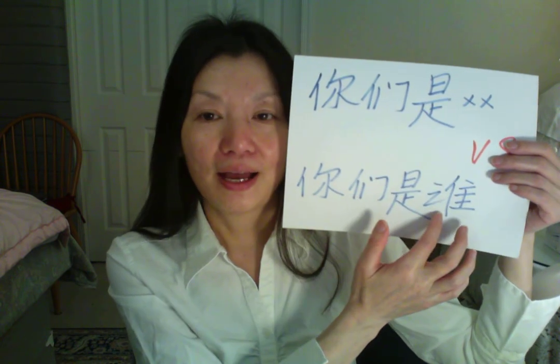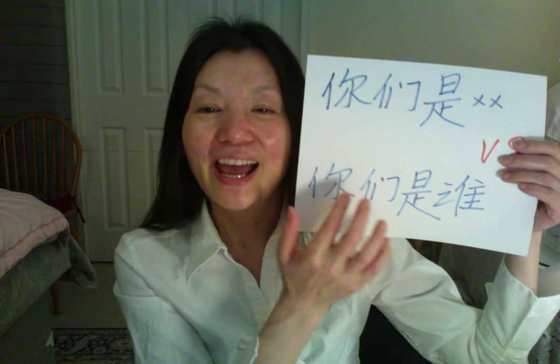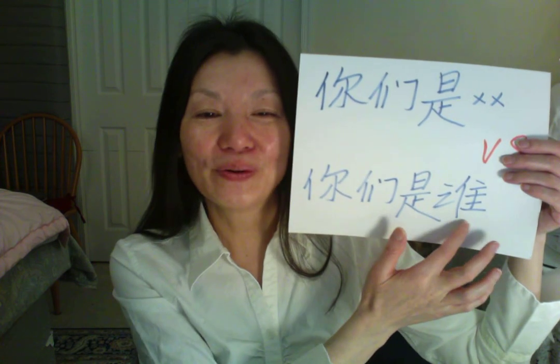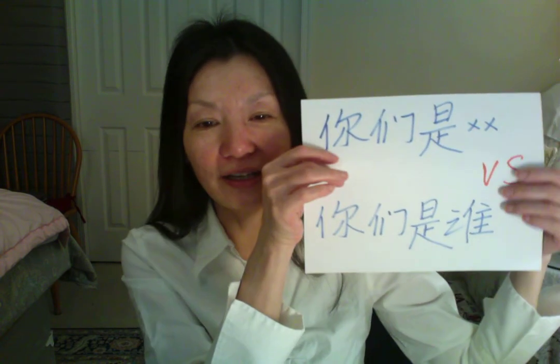你们是 what? I don't know. You don't know? Ask of a person, question who? 谁? Okay. 你们是谁? Questions. 你们是谁? Who are you? Okay. 你们是谁, maybe sometimes confused, right?